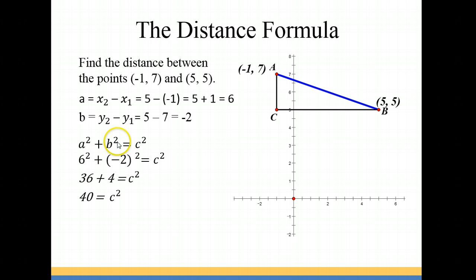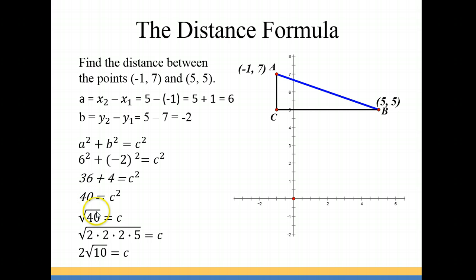Okay, so we have a squared plus b squared equals c squared. Our side A, which is opposite angle A, is here, which is CB. So we're going to plug in the 6. Our side B we got is -2, which we're going to plug in for B and square it. And then what we're going to do is isolate C. So we have 36. -2 squared is +4, so that gives us 40.